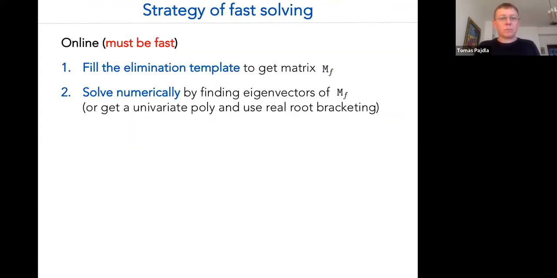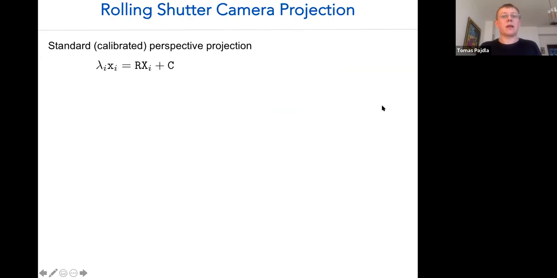Now, the strategy for fast solving gets to the online phase. In the online phase, we must be fast, but actually we can be fast because we only calculate that matrix using the formulas which are generated, and then we numerically solve for eigenvalues or eigenvectors. Or we can somehow turn the problem into a univariate polynomial and use real root bracketing. That's another option.